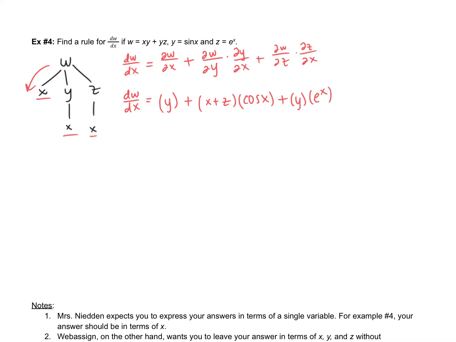Okay, so this is not a partial. This is a full derivative, not a partial, which means everything needs to be in terms of x. So I have to replace this y, this z, and that y. So I get my dw dx is equal to sine of x, plus x plus e to the x, cosine x, plus sine x, e to the x. And that's our answer.